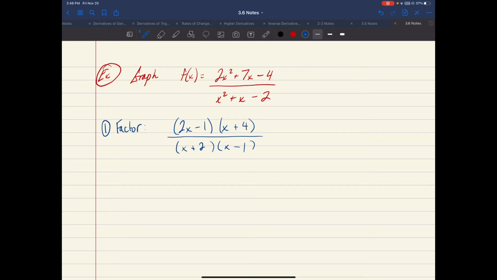Okay, so that's going to make it easier for us later because we can just take a lot from that. Okay, 2, we are going to find the x-intercepts. So the x-intercepts are found from the numerator. So that they are 2x minus 1 equals 0 and x plus 4 equals 0. So the x-intercepts are x equals 1/2 and x equals negative 4.